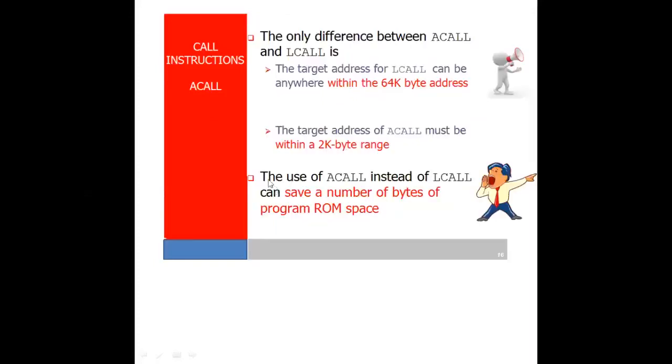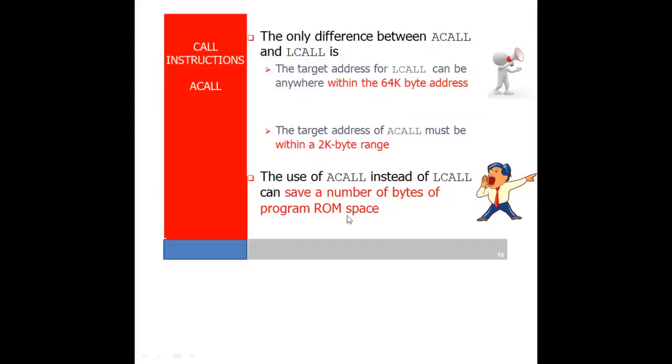So the LCALL we have already discussed. Now it is the ACALL, the absolute call. In LCALL, we can access the memory location starting from 0000 hex to FFFF hex, so 64 kilobytes of address we can access with this instruction, but it's a 3-byte instruction. The target address of ACALL must be within the limit of the 2 kilobyte range that we have already discussed.